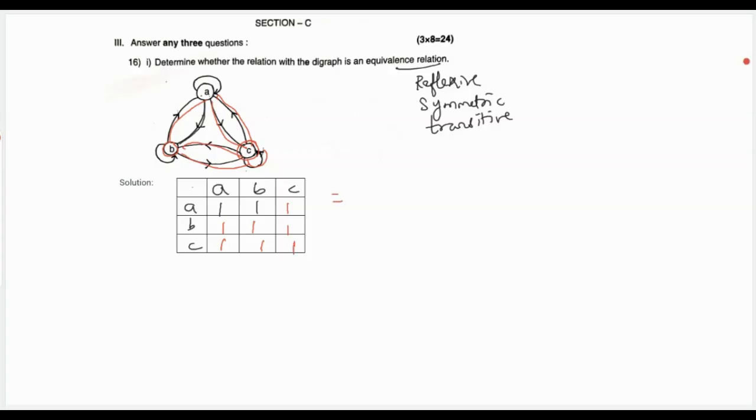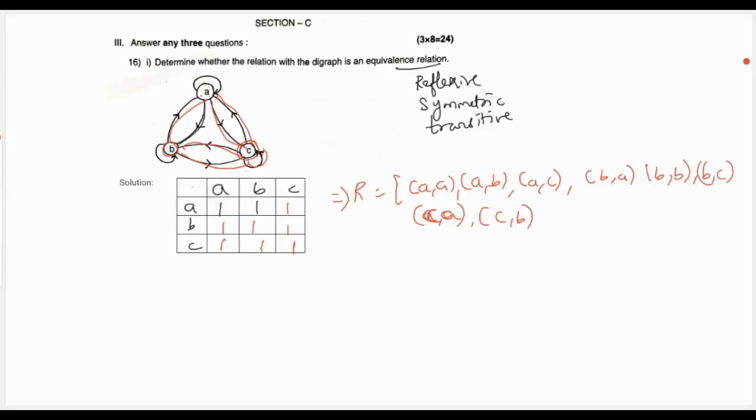So here the relation R will be A comma A, A comma B, A comma C. Then we have B comma A, B comma B, B comma C. Then we have C comma A, C comma B, then C comma C. This is the relation which is given in the digraph. So now you will prove that it is reflexive, symmetric and transitive.